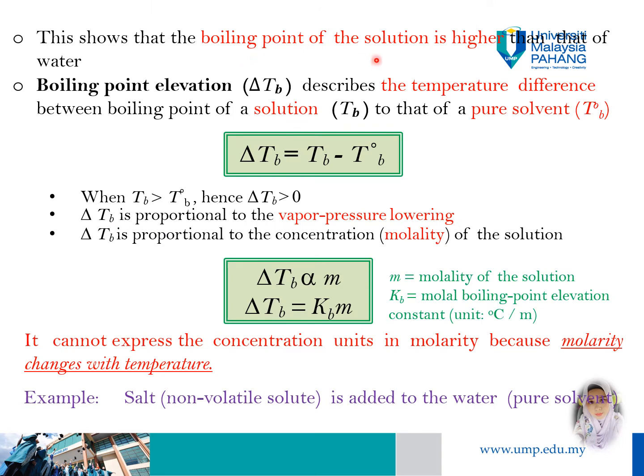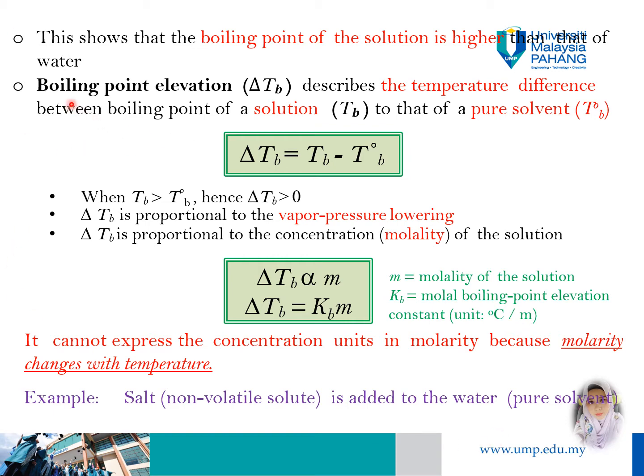The boiling point of the solution is higher than the boiling point of pure water. Let's say we have a salt solution and pure water, meaning that the boiling point of the salt solution is higher than the boiling point of pure water or pure solvent.